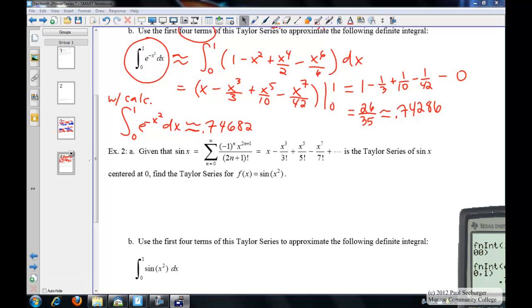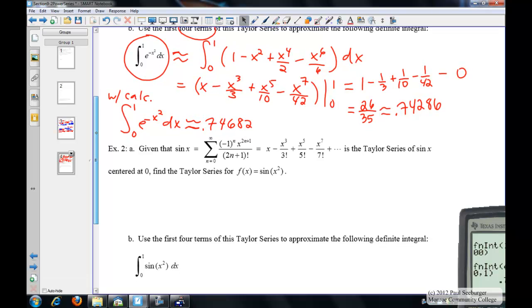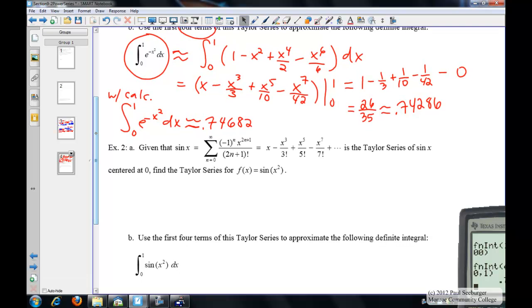All right, so let's go ahead and try this next one. Take a moment to try this part. So writing sine of x squared, and then we'll integrate that down below here. I'm giving you the first 4 terms up there. We're going to use the first 4 terms again down below.